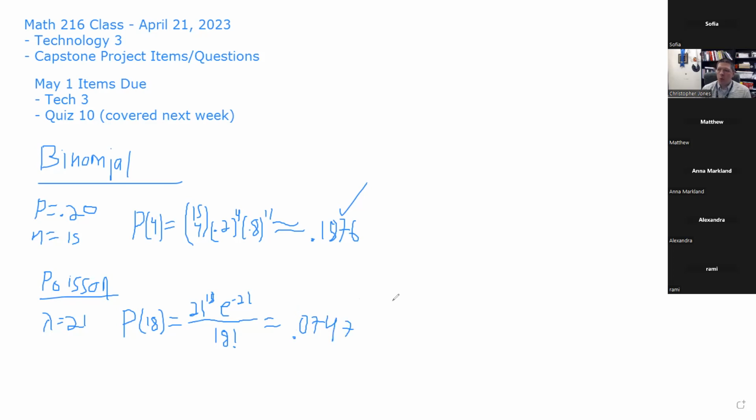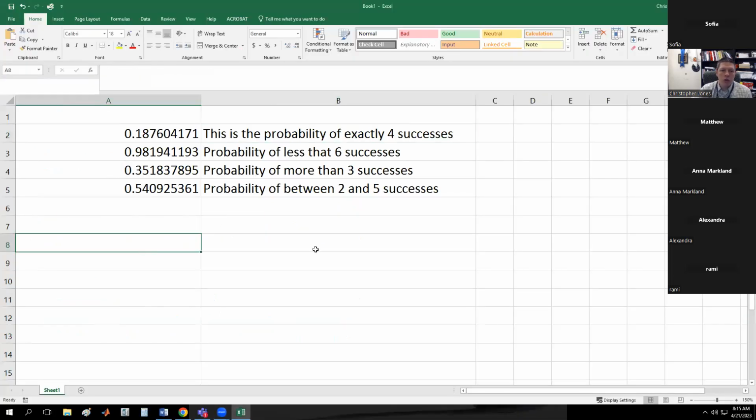Now, let's see if that works using an Excel command. Okay, so just remember 0.0747. And I'm going to show you guys hopefully how to be able to get this from Excel. So in Excel, I'm going to use a Poisson dist. Okay, so equal Poisson dist. Or I'm just Poisson. It's not Poisson dist. It used to be Poisson dist.